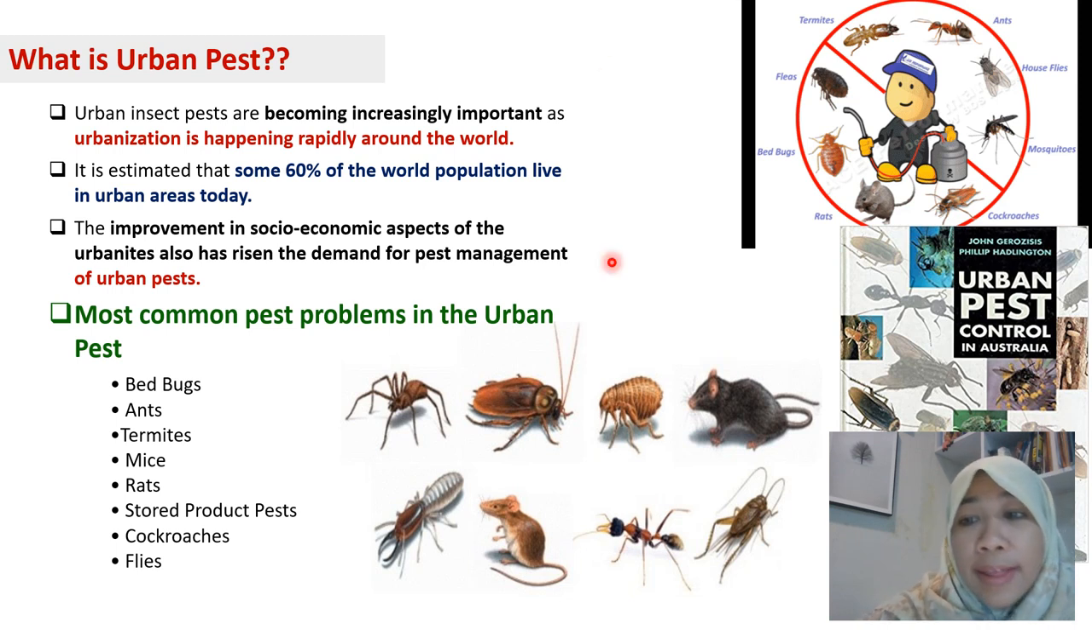Okay, well, there is food. There is definitely a possibility of pest contamination. For example, in our house, there is food. So maybe the cockroach, the ant, the rat will come to our house.